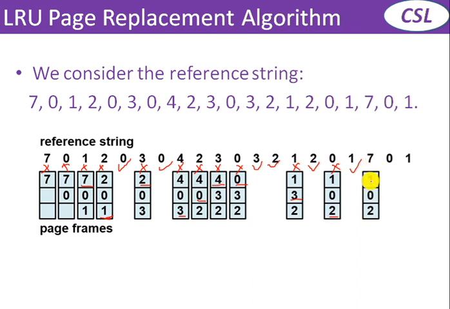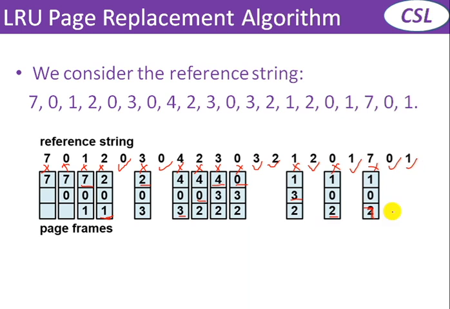So 1 was used recently, then 0 and 2. Remove 2, and here 7 will come. This is a mistake in the figure. Next is 0. 0 is already there, so it is a hit. 1 is already there, so it is also a hit.